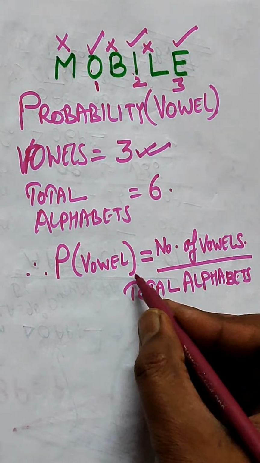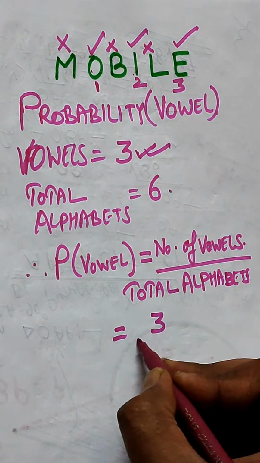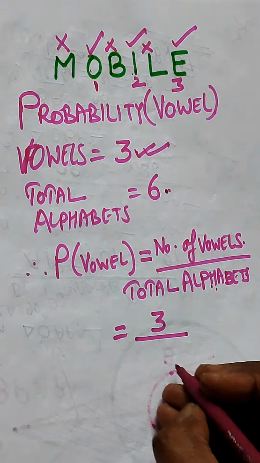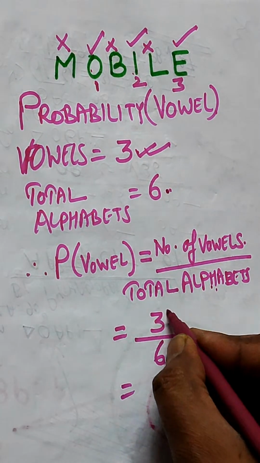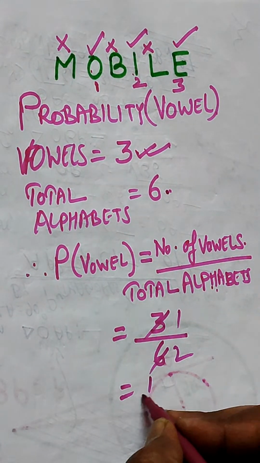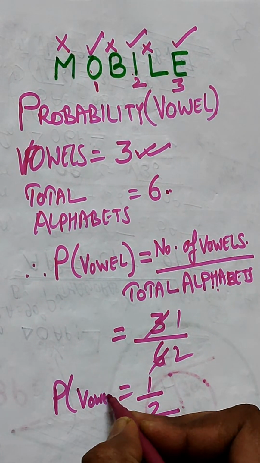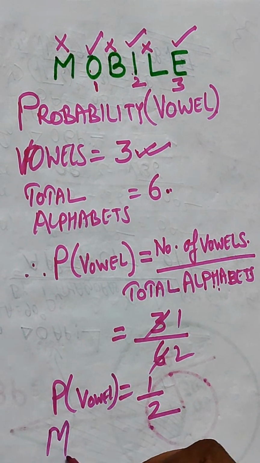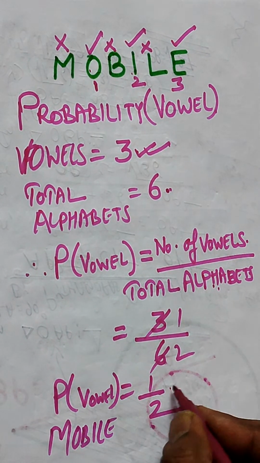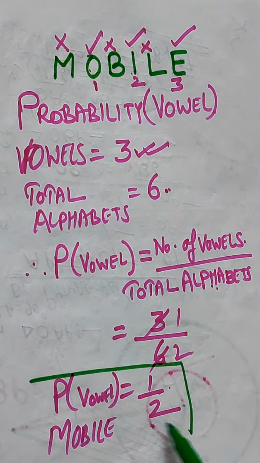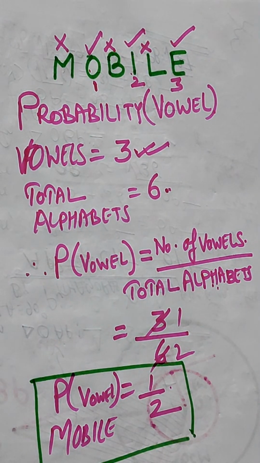So the probability of getting a vowel will be 3 in the numerator, and in the denominator the total alphabets, that is 6. So 3 by 6. So this will come as 3 1s are 3, 3 2s are 6. So 1 by 2. So probability of getting a vowel in the word MOBILE is 1 by 2. This is your answer. Right? So in this way we have solved this question. We can solve more questions.